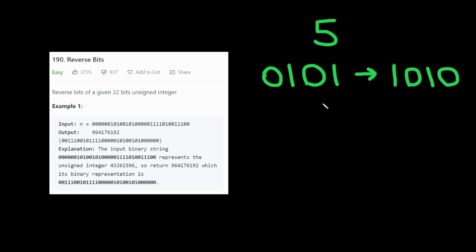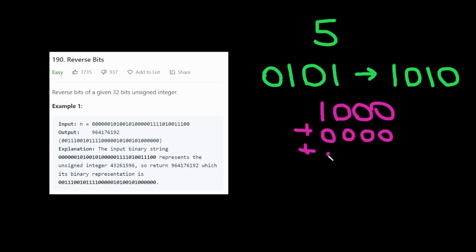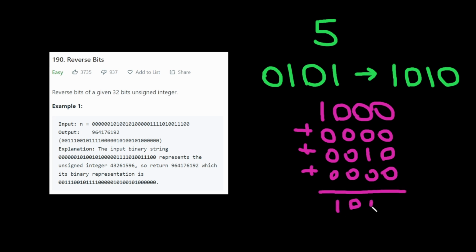So really the way to think about it is we're going to add 1000 plus 0000 plus 0010 plus 0000. And this will give us our final answer of 10. Of course, this represents 8. This is 0. This represents 2. This represents 0. Now the question is, how do we do this in an algorithm that works for any number?